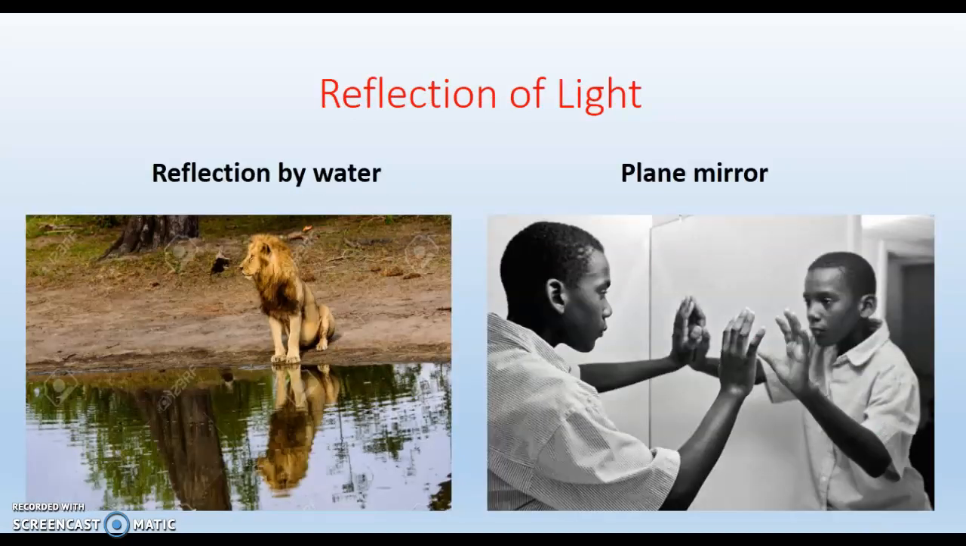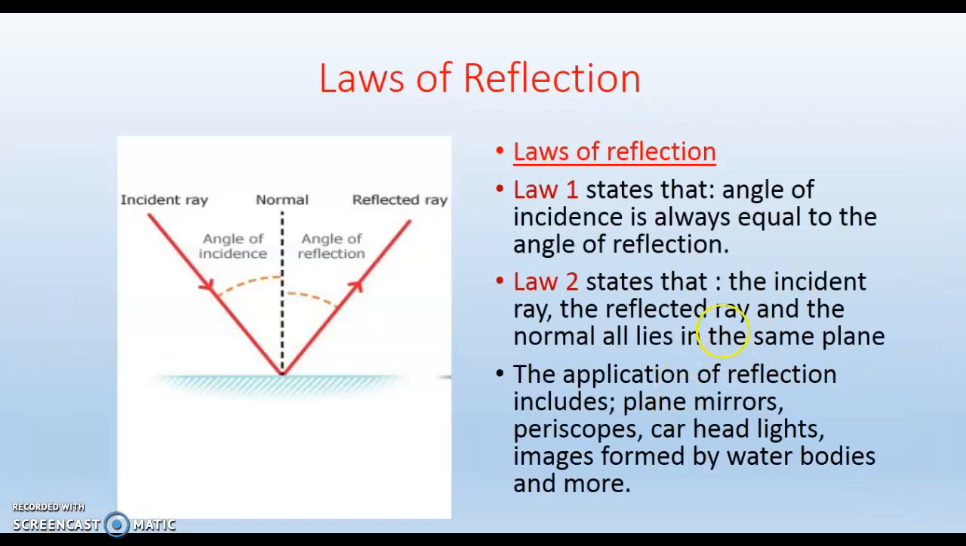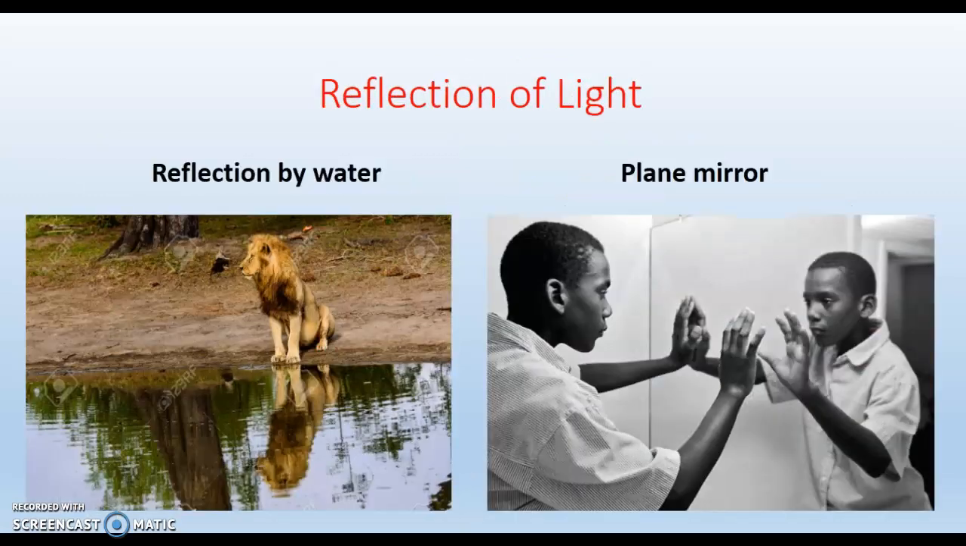Now let's look at some applications of reflection. Application of reflection is seen in plane mirrors, periscopes, car headlights, formation of images on water bodies, and more. So let's take a look at the applications of reflection. We have reflection by water surface. So you can see the image of this lion here being reflected in this water surface. You can also see a boy looking at his image in a mirror. This also is an application of reflection.